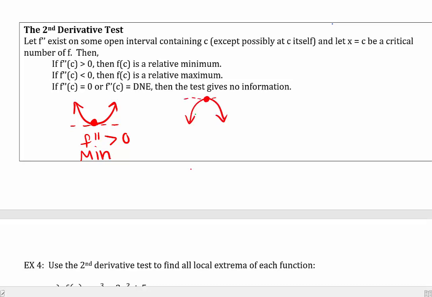If at that critical point, that place where the horizontal tangent line exists, the function is concave down, or the second derivative is negative, then the critical point has to be a maximum. If your second derivative is 0 at that critical point, that actually doesn't give you any information, and you have to go back to the previous section where we learned about the first derivative test. So let's see how this works with some examples.